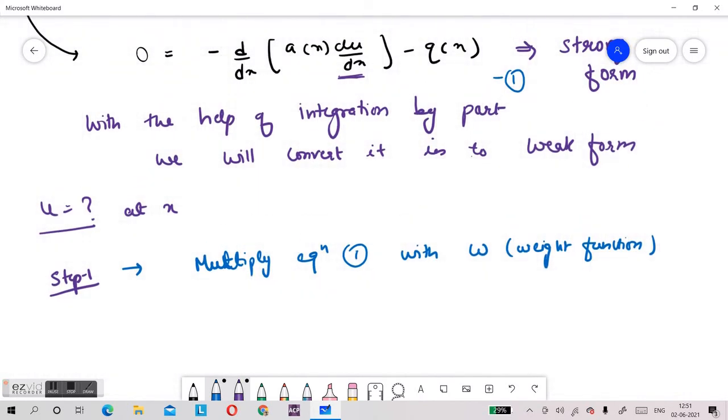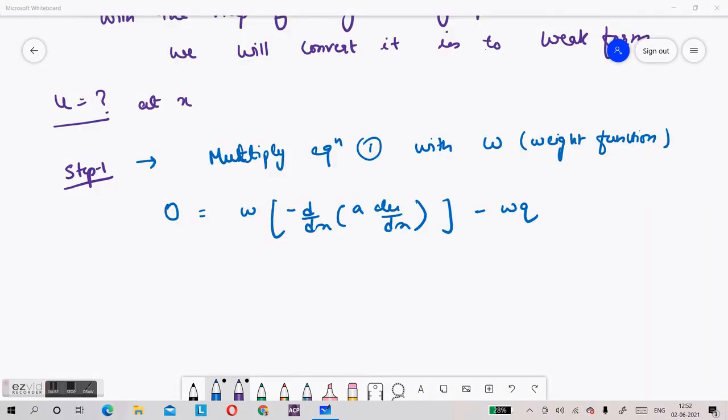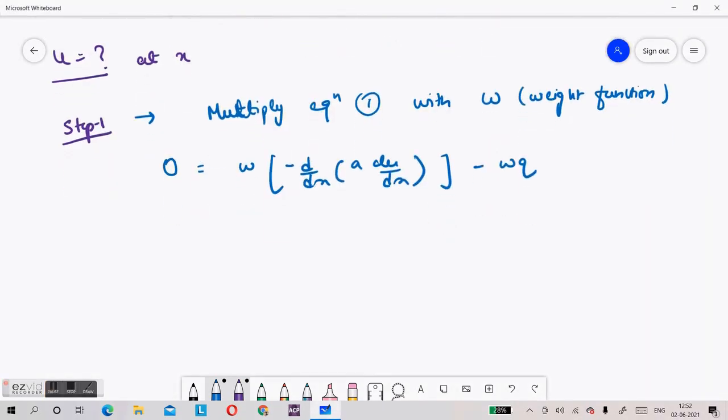So just multiply with it, and it will become w times minus d by dx of a du by dx, minus wq. Now what we will do is integrate it. Step 2.